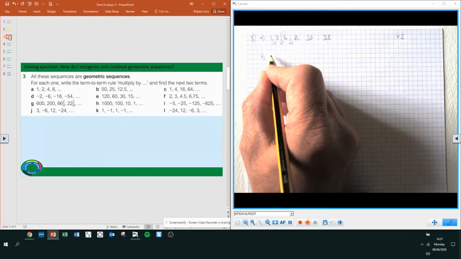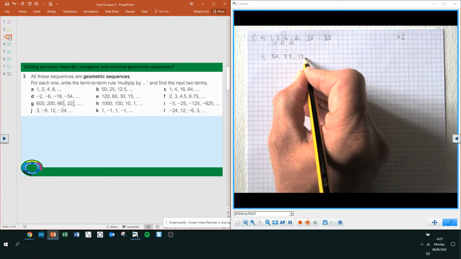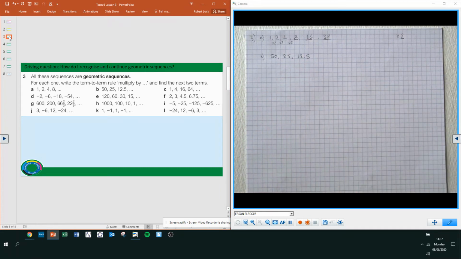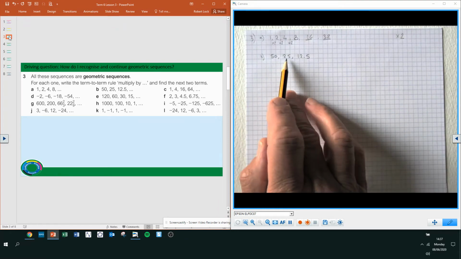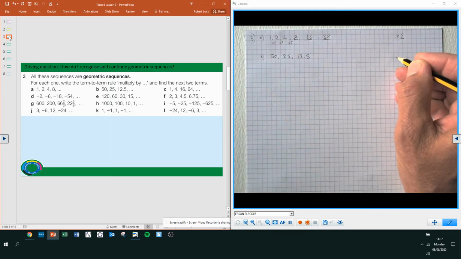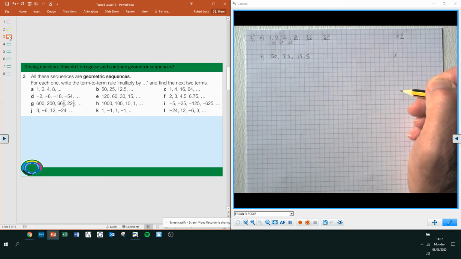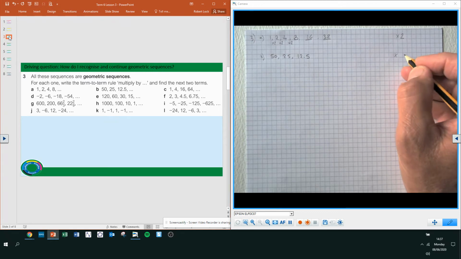B. 50, 25, 12.5. Well, from 50 to 25 we divide by 2. I can see that. Half of 25 is 12.5. I can see that. So we are dividing by 2, or what we're going to be multiplying. So we're multiplying by what? We know we're dividing by 2. We are multiplying by a half.